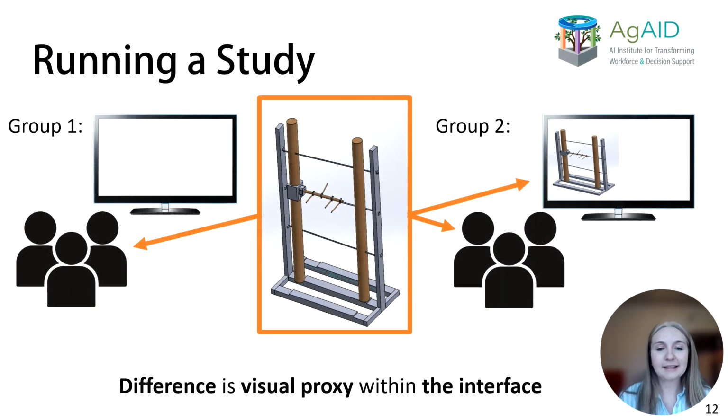For running the study, we will have two groups. One group will look at just the physical tree, or that visual proxy that you see there in the middle, and then they'll go straight to the interface. Now the second group will also see that visual proxy, but they will also see that visual proxy in the interface as well. The big difference between these two groups is that one group will be able to see the visual proxy within the interface and one will not.